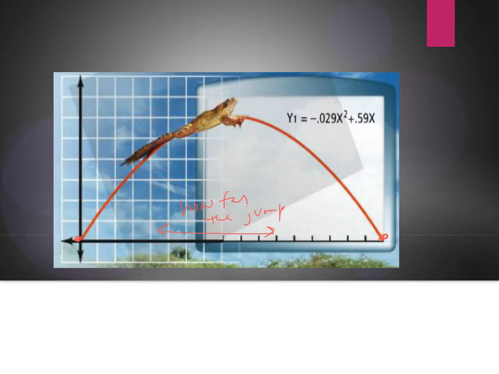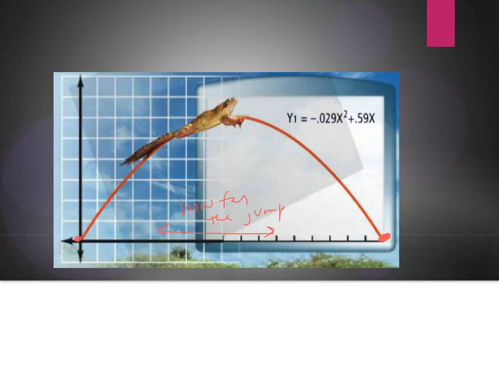Okay, so how do we determine that? Well, we determine that by typing into our calculator the equation, negative 0.029 x squared plus 0.59x. And again, we would have to find the zero. So remember, we would go to calc, then 0. And in particular, we want to know what this x value is at the end.